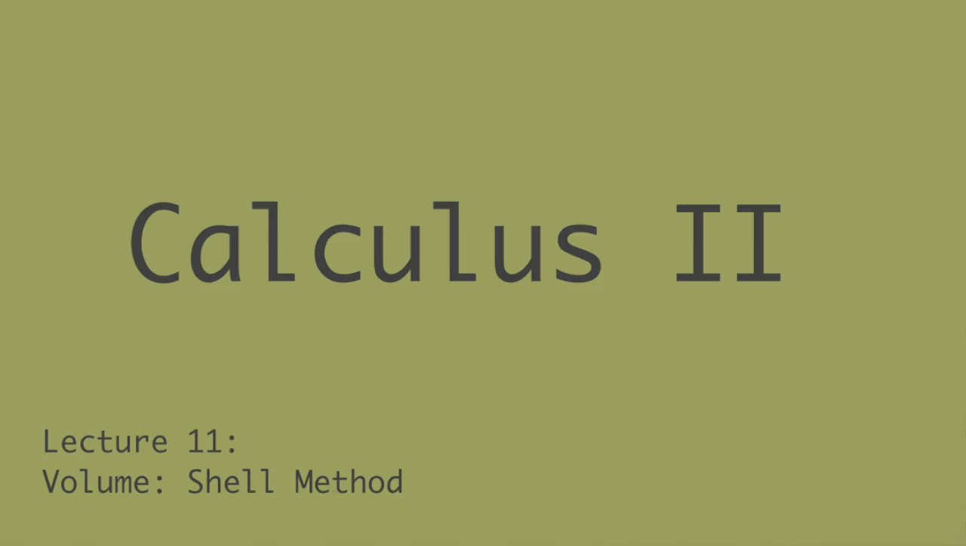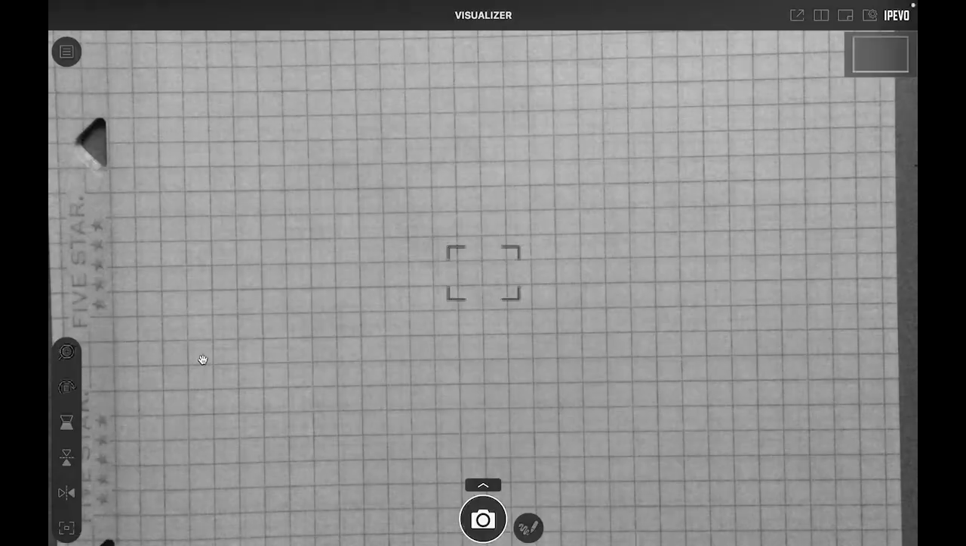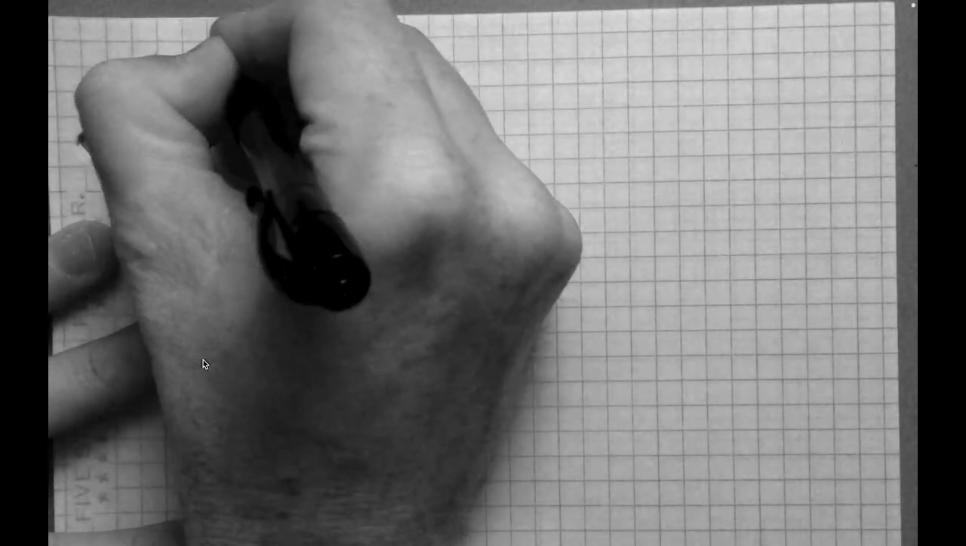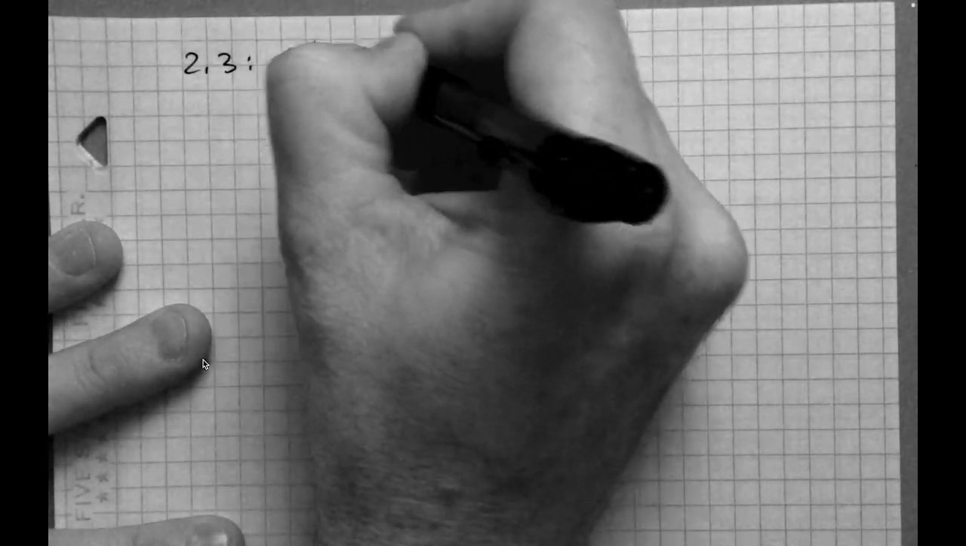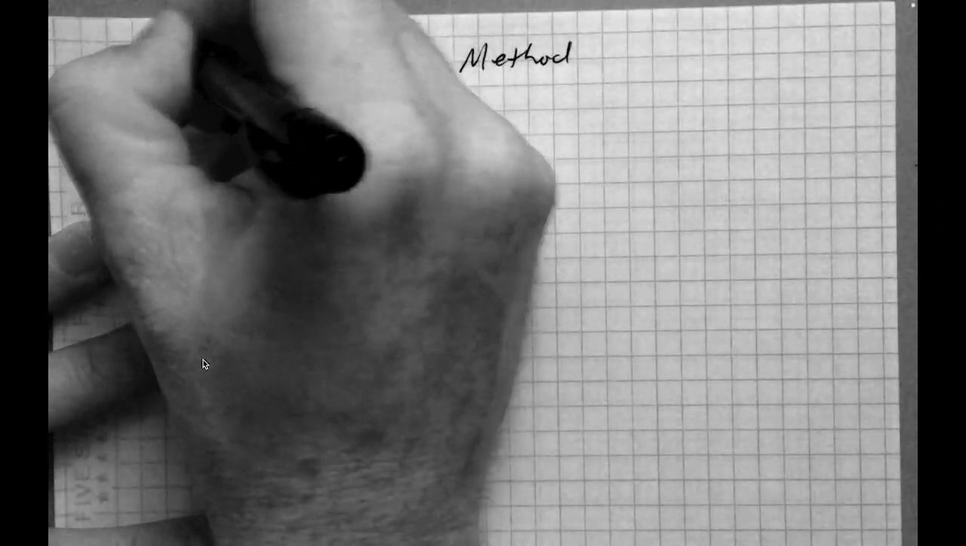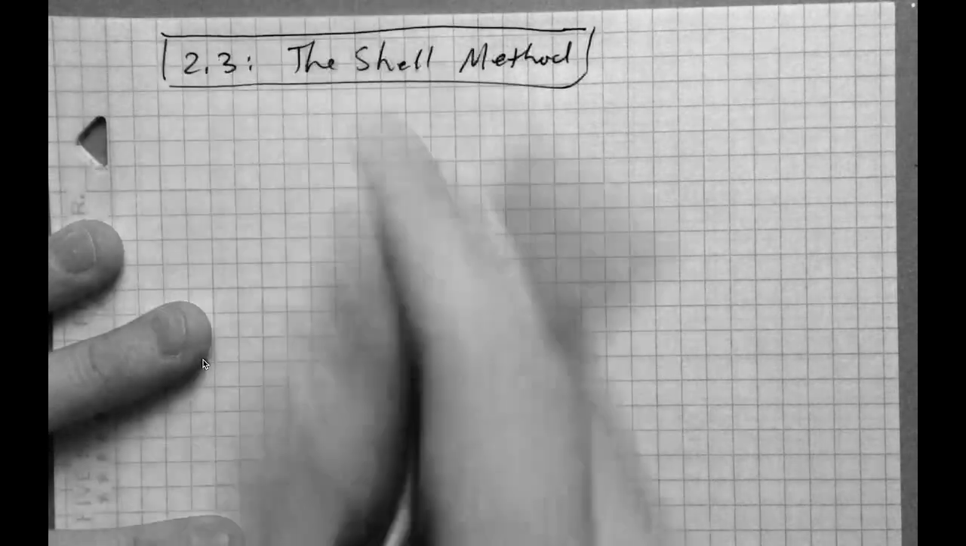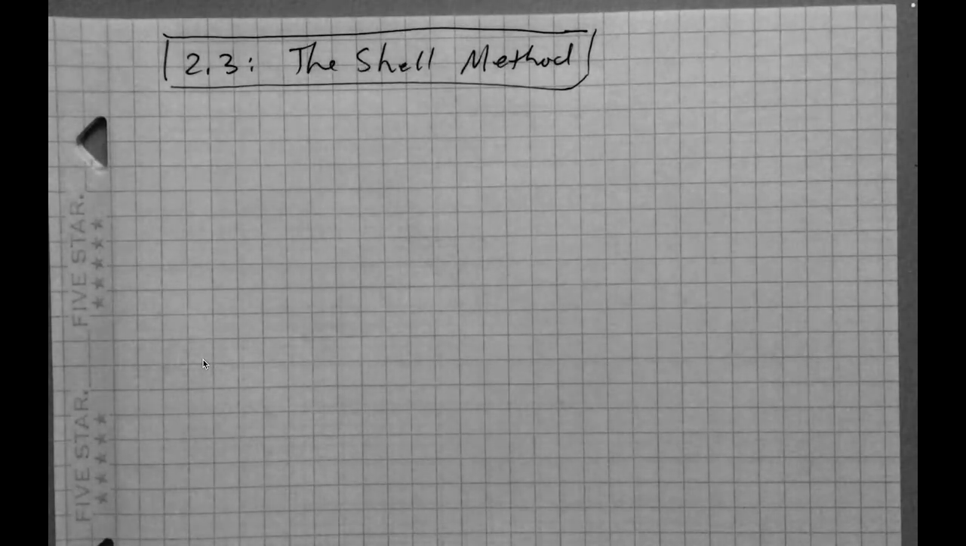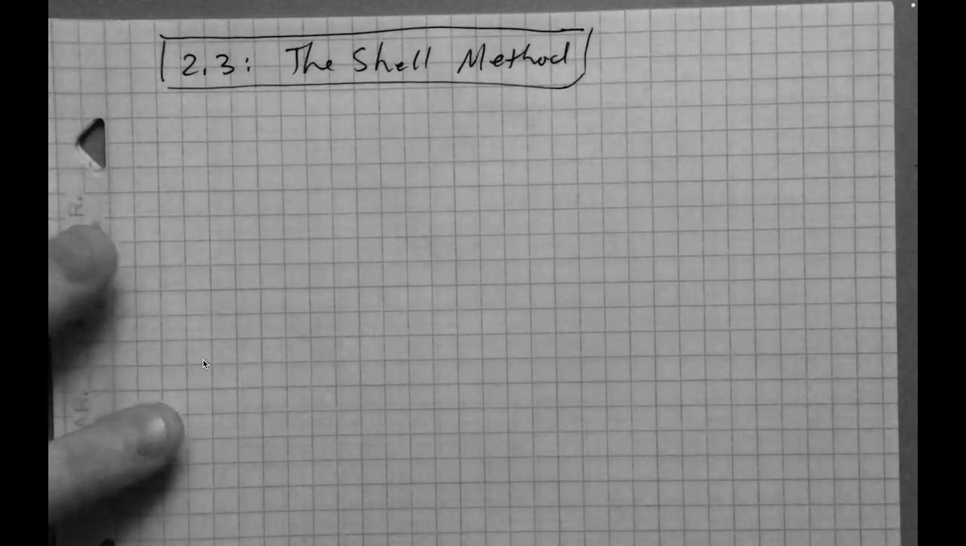Okay, so let's jump into that, and we'll call this section 2.3, the shell method. Volume, the shell method. As I said, this is an alternative to the disk method that we discussed previously.